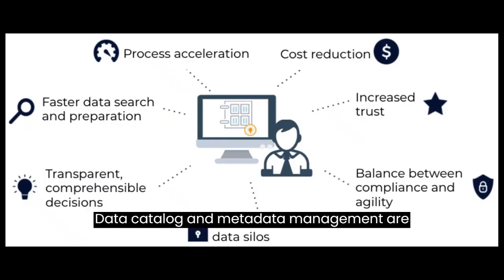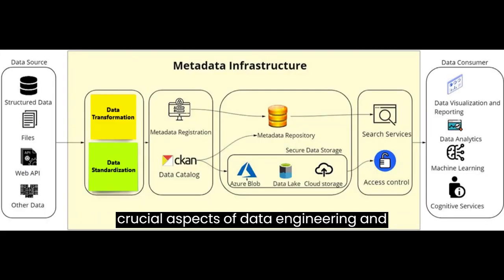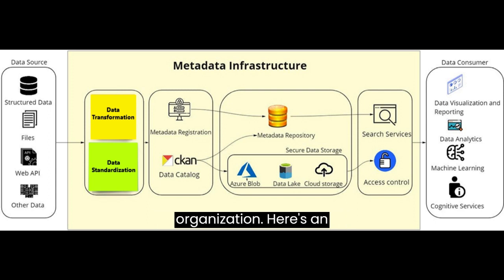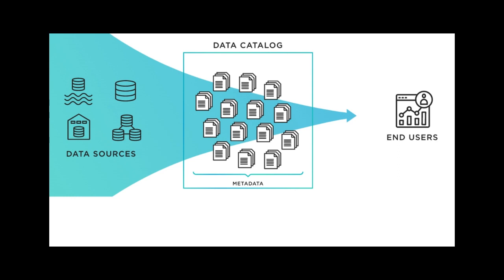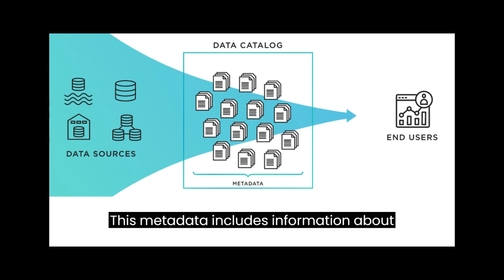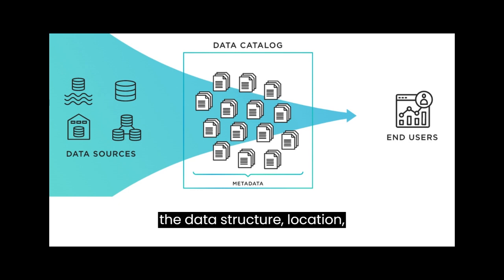Data catalog and metadata management are crucial aspects of data engineering and data governance. They play a significant role in ensuring that data is discoverable, understandable, and effectively utilized across an organization. Here's an overview of these concepts. Data catalog. A data catalog is a centralized repository that stores metadata about the data assets within an organization. This metadata includes information about the data's structure, location, lineage, ownership, and usage.